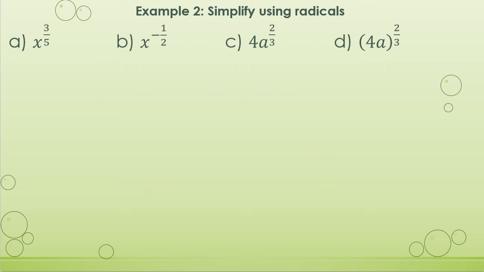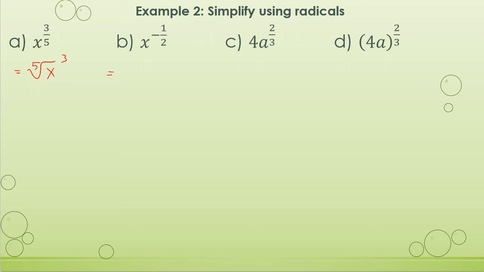For example 2, we are going to simplify using radicals. Now, because we have variables, we have letters, it's not going to be a straight up evaluate type of question. It's mainly on the simplifying. A, x to the 3/5. We've done some examples with this. That would be the 5th root of x cubed.